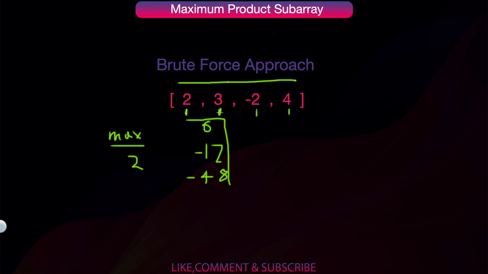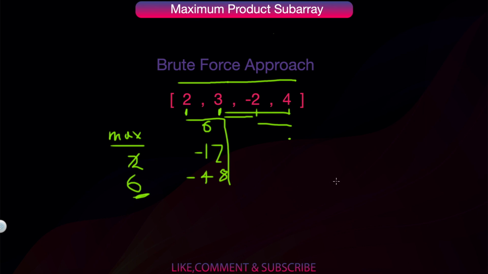So from our first iteration we got 6 as the maximum element. Let's update it. Now we'll check 3 with minus 2, take its product. Now 3 with minus 2, 4. Similarly we'll do for minus 2 and 4, and then just for 4. So this is our brute force approach.